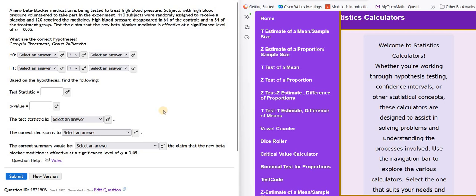Let's see how to answer this question. A new beta blocker medication is being tested to treat high blood pressure. Subjects with high blood pressure volunteered to take part in the treatment.